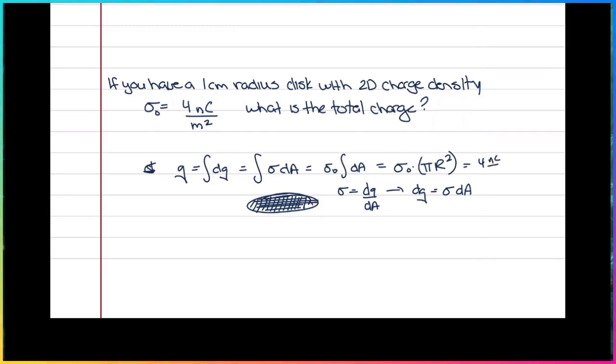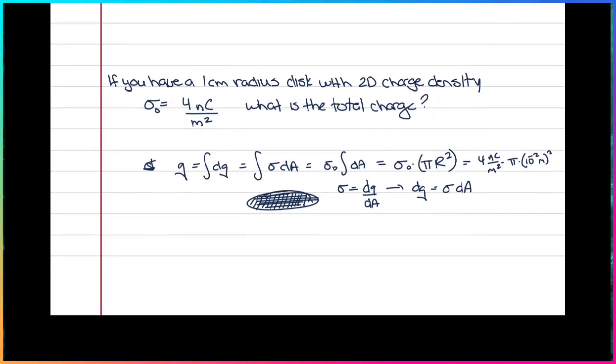Then you can plug in numbers. 4 nanocoulombs per meter squared times pi times, then we've got to make sure, since it's meter squared, I don't plug in 1 centimeter squared, but I'll plug in 10 to the minus 2 meters squared. The meter squared cancel, and it looks like I get 4 pi times 10 to the minus 4 nanocoulombs in that case.